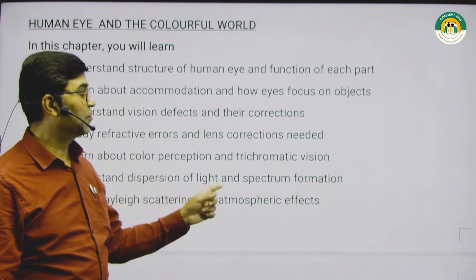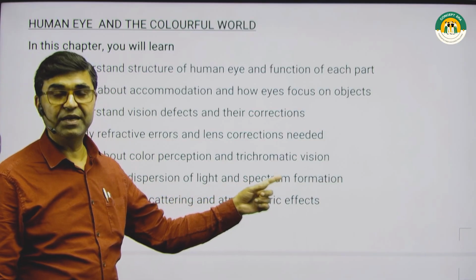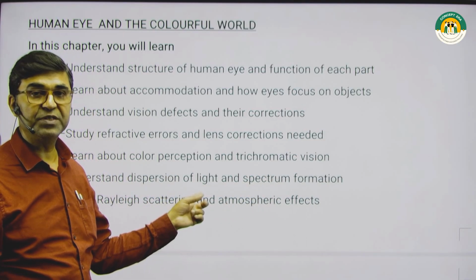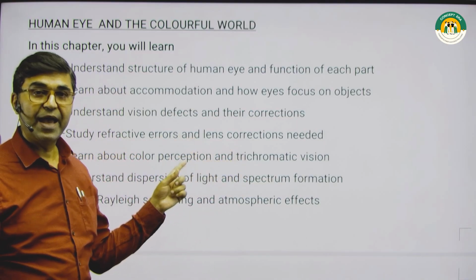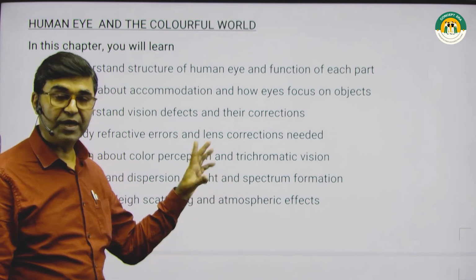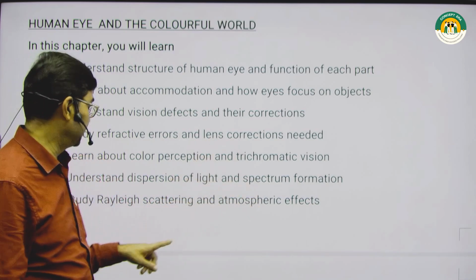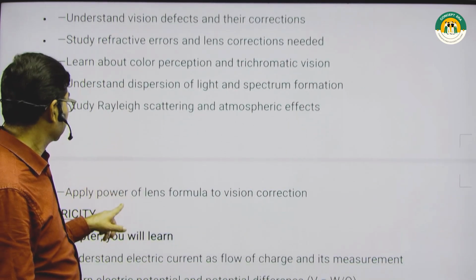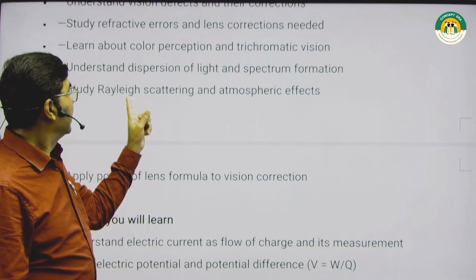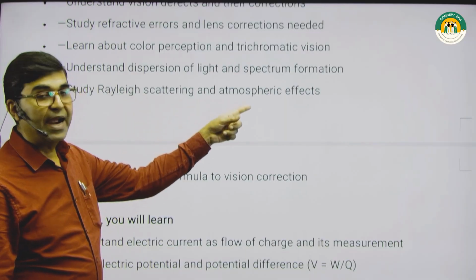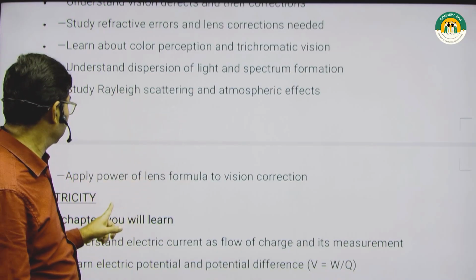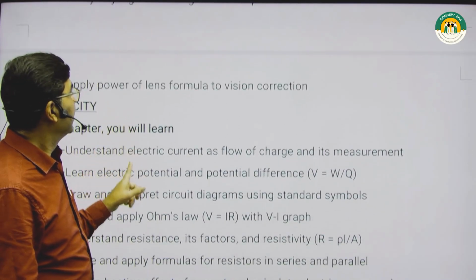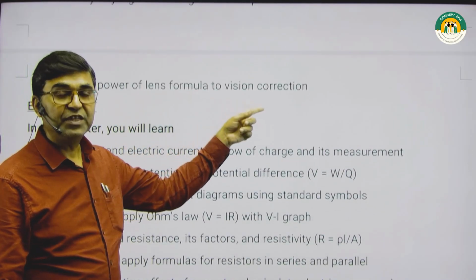Understand the dispersion of light and spectrum formation, that is, the refraction of light through a prism. Both the diagrams, the refraction of light through a prism and the dispersion of light, are occurring through the prism only. Scattering and atmospheric refraction effects and examples, and power of lens vision correction formula.